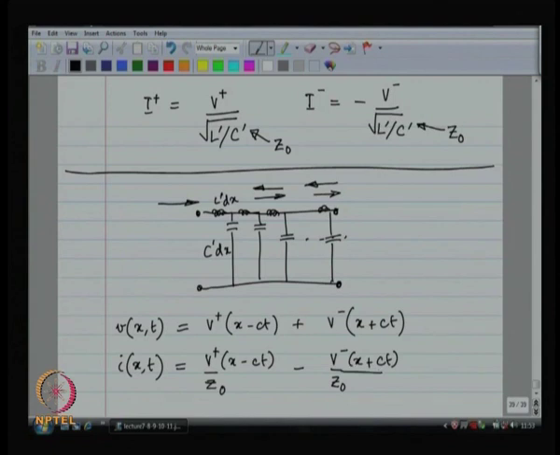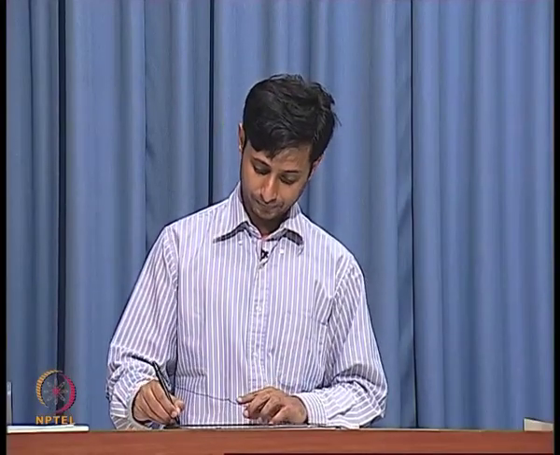Okay. Here V plus and V minus are functions of x plus C t and x minus C t. So, this is my general solution to the transmission line problem. Of course, this is a special version where I have ignored the presence of resistance and conductance.